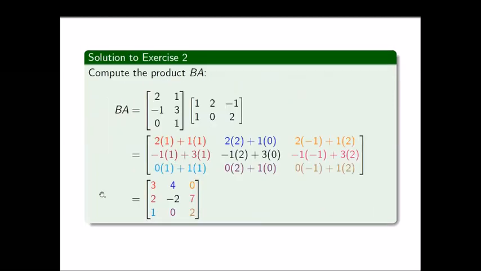In a similar fashion, we can compute BA. Because I'm starting with a 3 by 2 matrix and then multiplying it with a 2 by 3 matrix on the right, the product matrix will have size 3 by 3, again, because of the canceling concept. And when you compute it, you actually get a completely different matrix. 3, 4, 0, 2 minus 2 is 7, and 1, 0, 2.